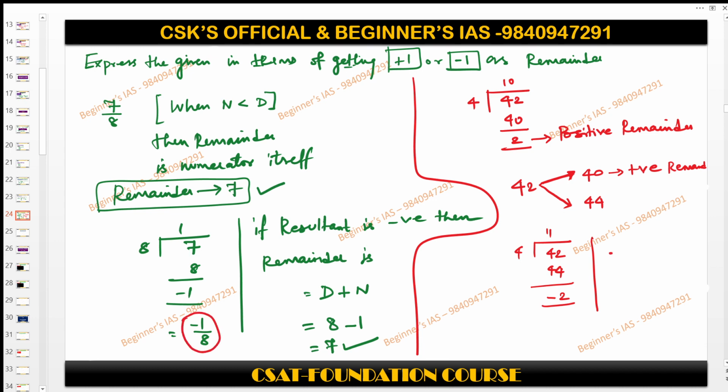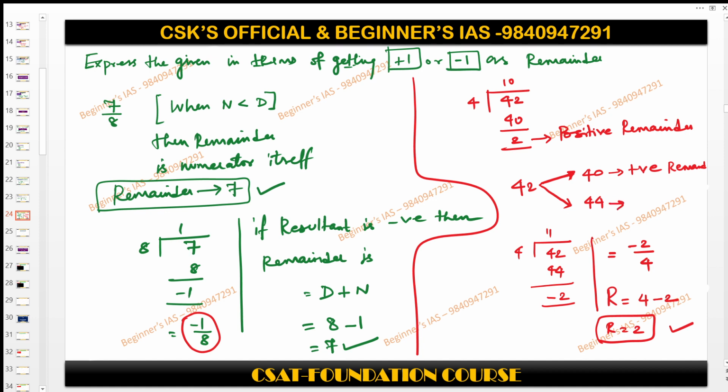What you got here is -2 by 4, isn't it? If the resultant is negative, then what would be the remainder? Numerator, sorry. What would be the remainder? 4 minus 2, that is, denominator plus remainder. So therefore r is equal to 2 in this case also. Understood? See here, both the cases.